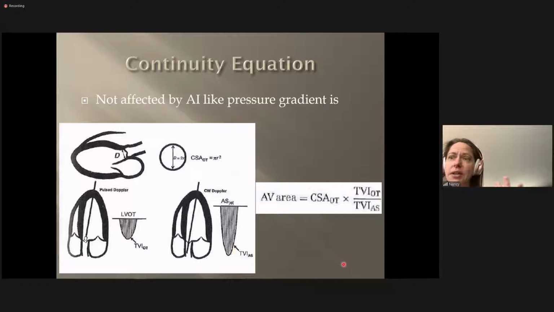So I didn't realize that it was the pulse wave divided by the CW. I just thought it was one or the other. That's a good clarification for me. Oh yeah, in the equation, yeah.